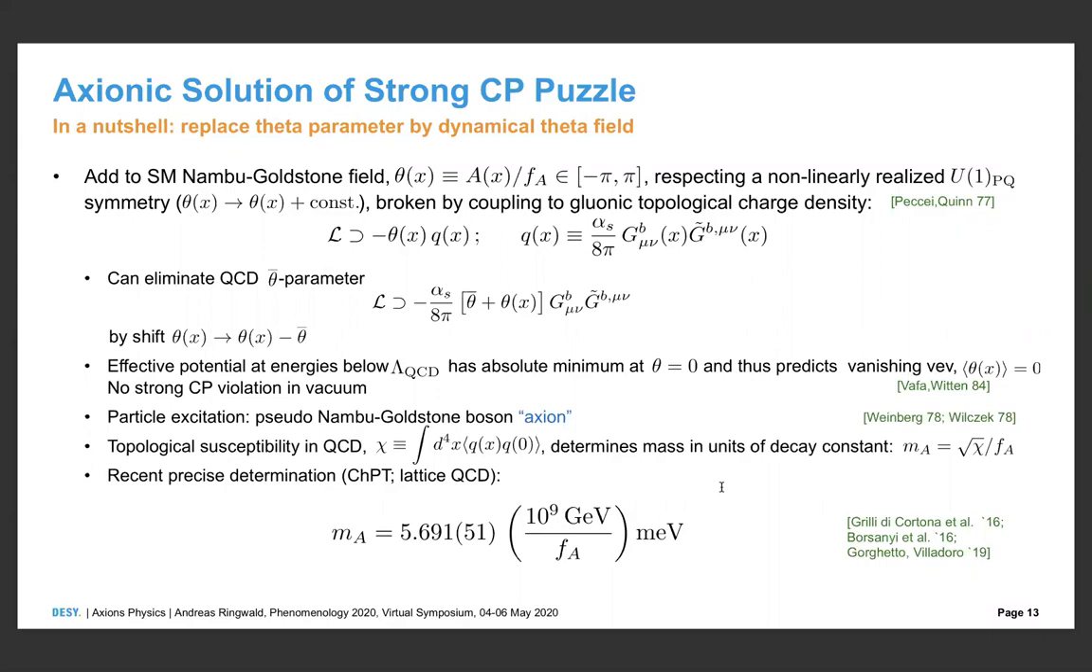So it's a very light particle. It's one of these light bosons which, as we will see later, could play the role of the dark matter.